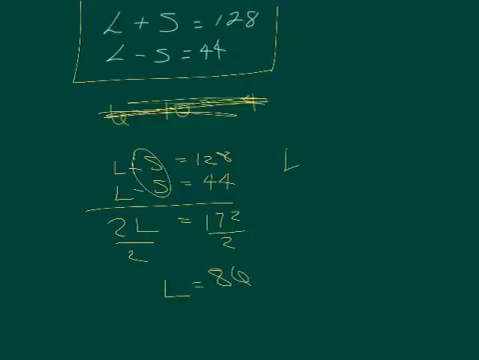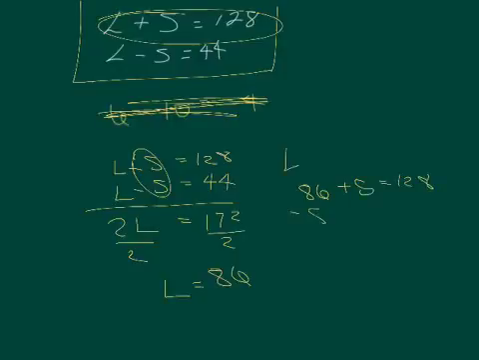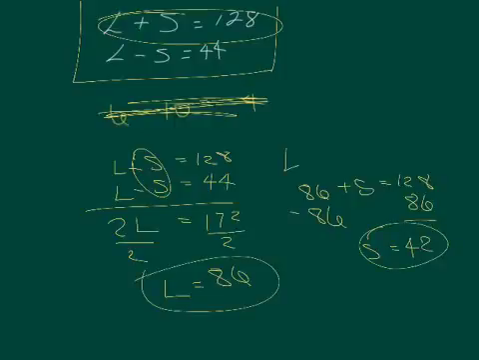So if I take my large number, which is 86, and I add my smaller one, I get 128. So subtract 86, and my s then becomes 42. So there's my small one, and there's my large one. And that's it for lesson 21.